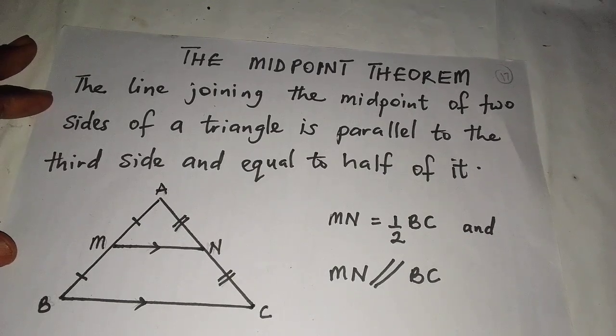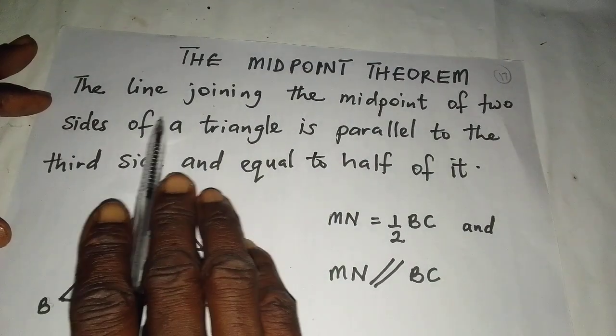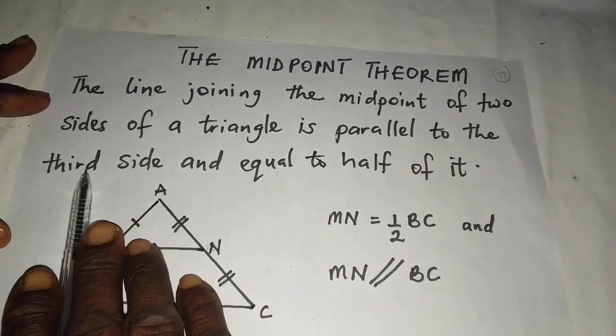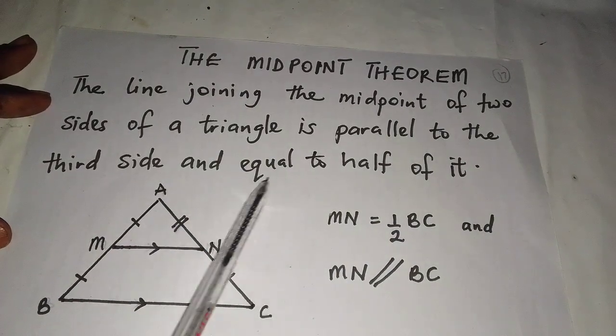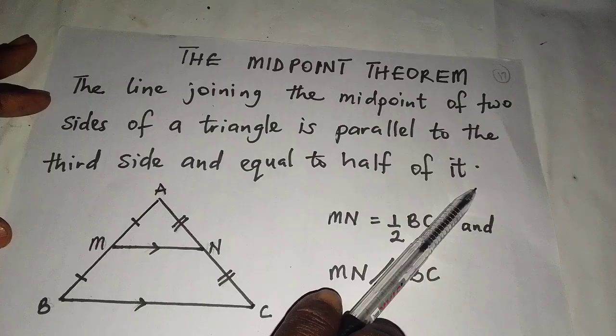Hello, good day. We are looking at the midpoint theorem. The line joining the midpoint of two sides of a triangle is parallel to the third side and equal to half of it.